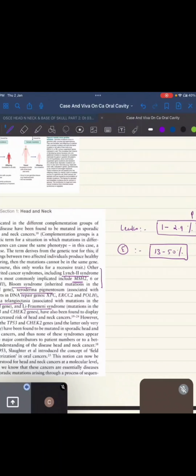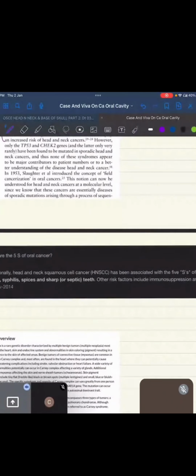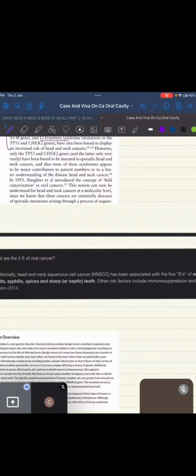Okay. Please remember both of these things. Both are important. Now coming to another very important Viva question: what are the 5S of oral cancer?